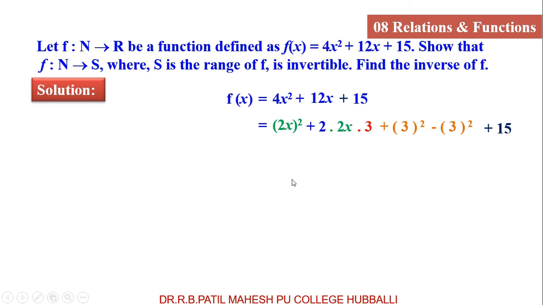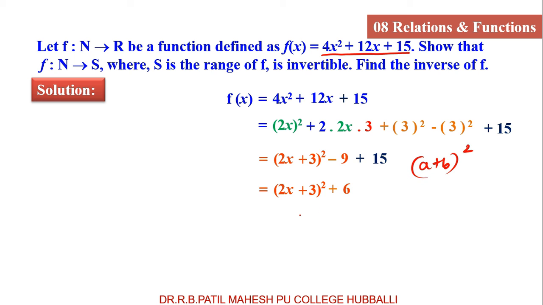So from (2x) the whole square and 3 square, we are going to get (a plus b) the whole square here, so I put it as (2x plus 3) the whole square. It is (a plus b) the whole square minus 3 square, which is 9, plus 15. So (2x plus 3) the whole square, 15 minus 9 is plus 6. Dear students, as we solved, 4x square plus 12x plus 15, after using (a plus b) the whole square, we get it in the form of (2x plus 3) the whole square plus 6.